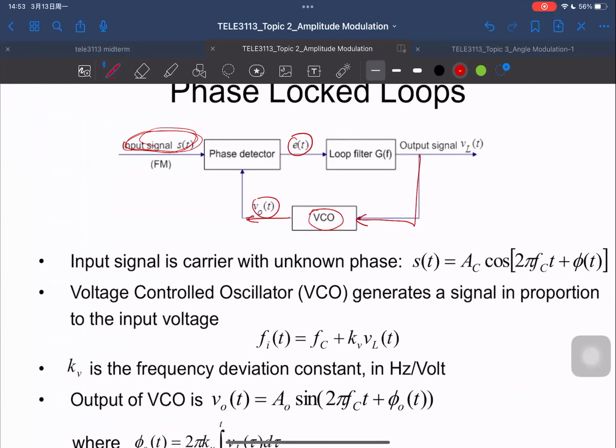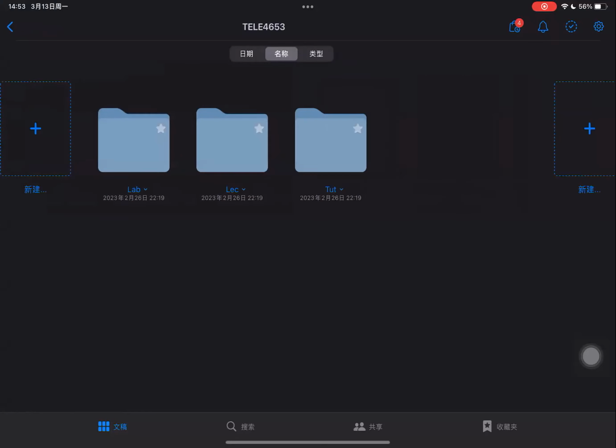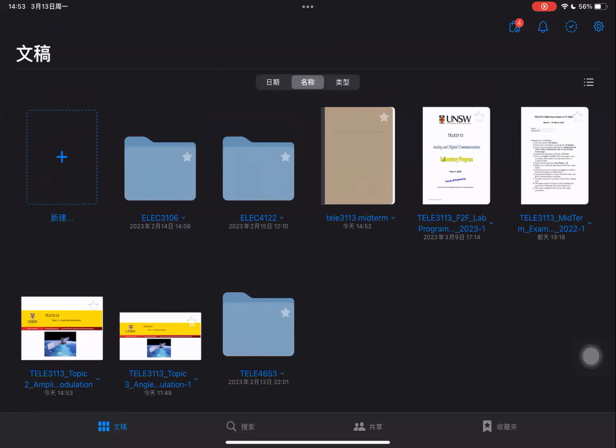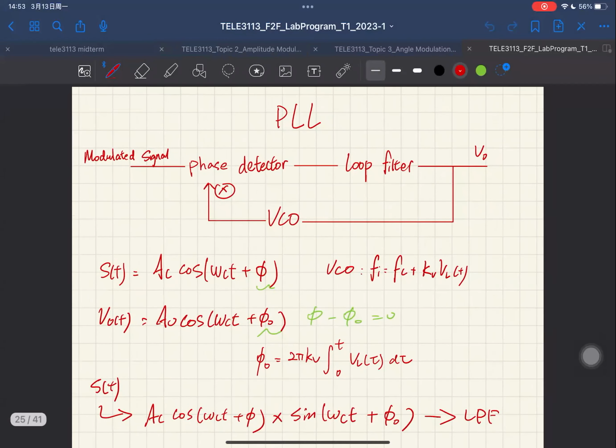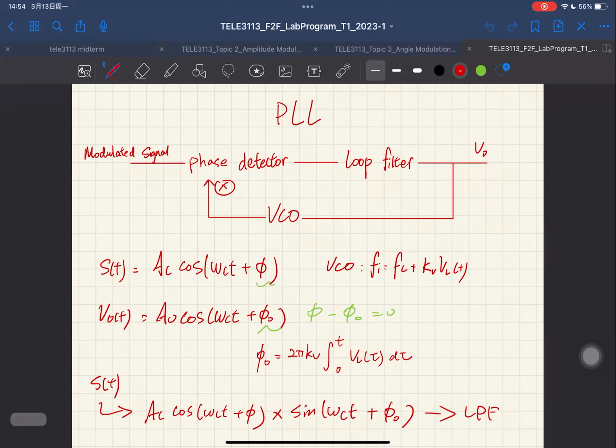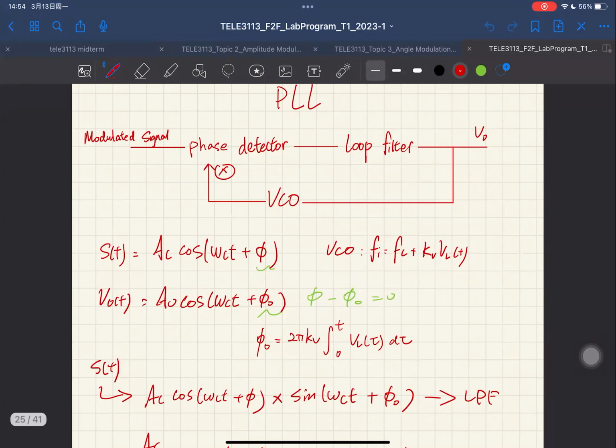So let me go to the general block for the PLL, right? You send your modulated signal into a phase detector. Let's assume your initial modulated signal is s(t) equals A_c times cos(omega_c t plus phi), right? I'll ignore this phi first to make our terms a little simpler, and just write it as A_c times cos omega_c t.